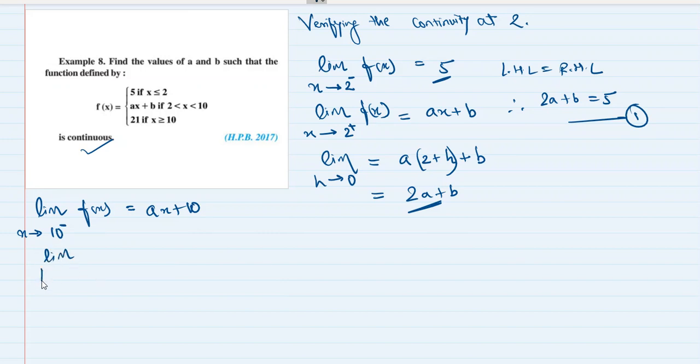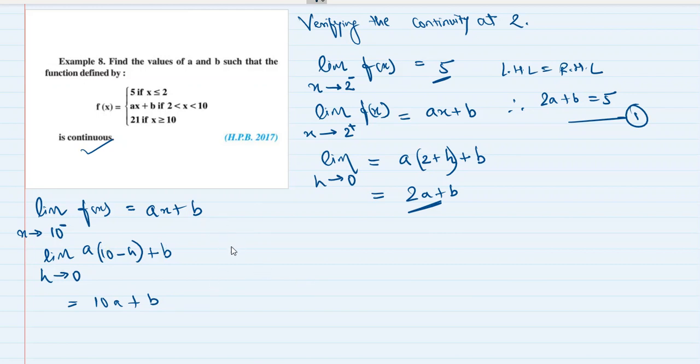So limit when h tends to 0 becomes a bracket 10 minus h, close bracket, plus b. Now h is tending to 0, so h will become 0, and the value of this function when h tends to 0 will become 10a plus b. Now we know that this is the LHL.